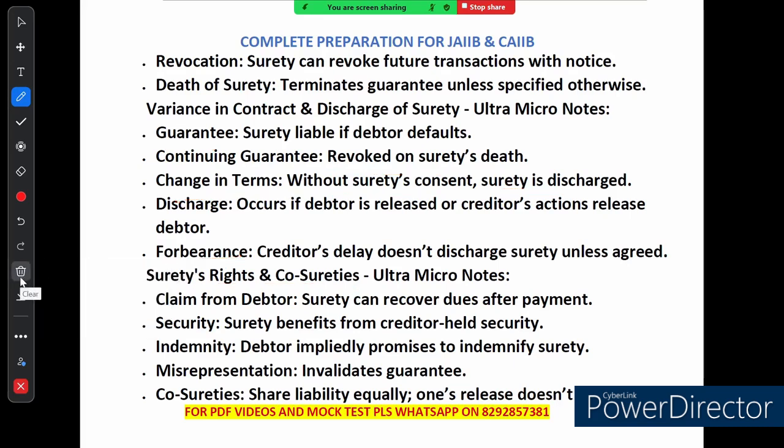Once the surety pays, they have the right to claim from the debtor. The surety can recover dues after payment, that is, claim from the debtor. Now, the surety can also benefit from any security that the creditor holds.